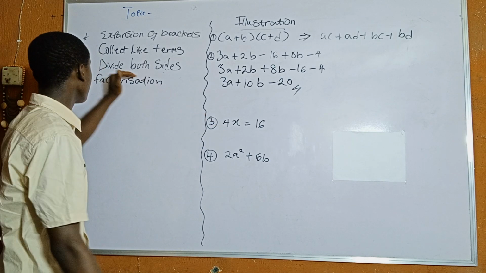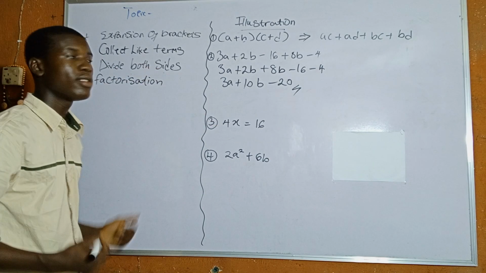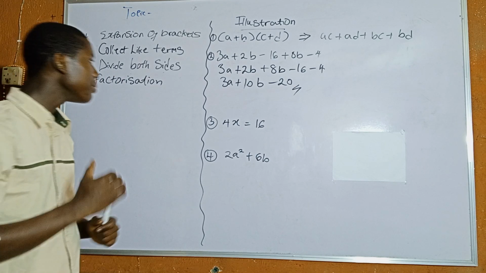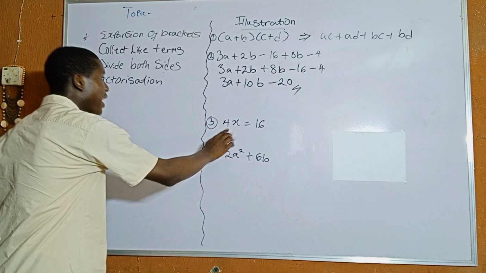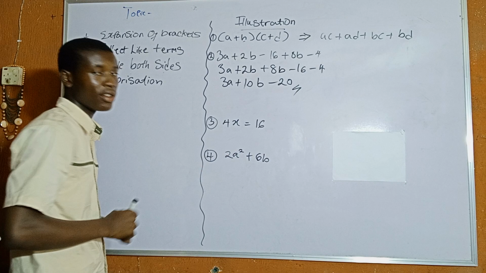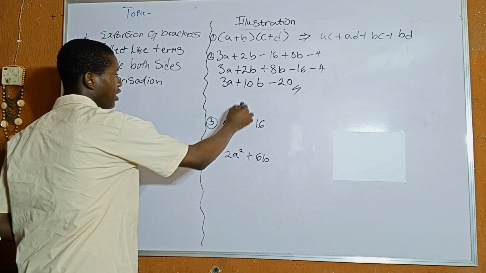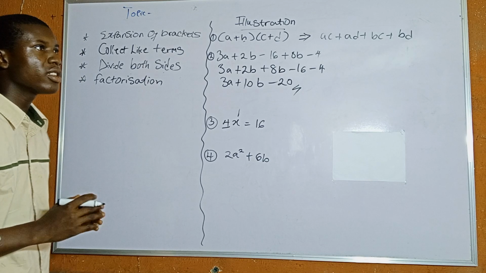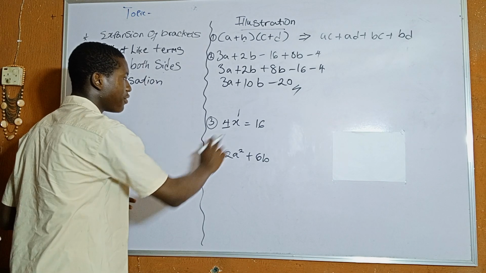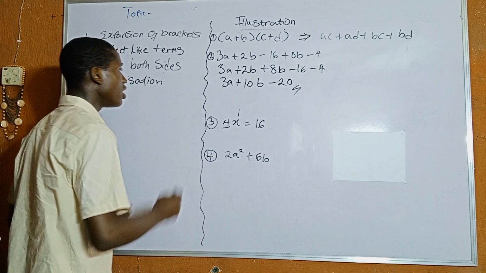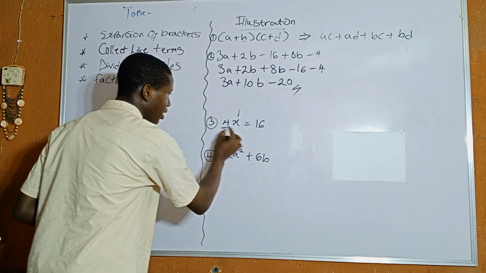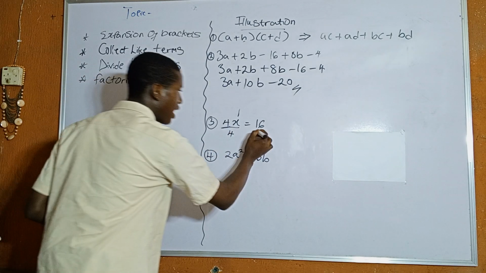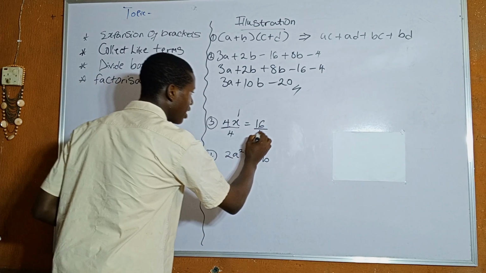So for number 3, we have divide both sides. Now when we say divide both sides, we are simply talking about dividing by the coefficient of a variable. So this is the variable and this is the coefficient. What this simply means is for us to divide both sides of the equation by this coefficient. So when we do that, we have 4x divided by 4, which is the coefficient, and the other side of the equation divided by 4.